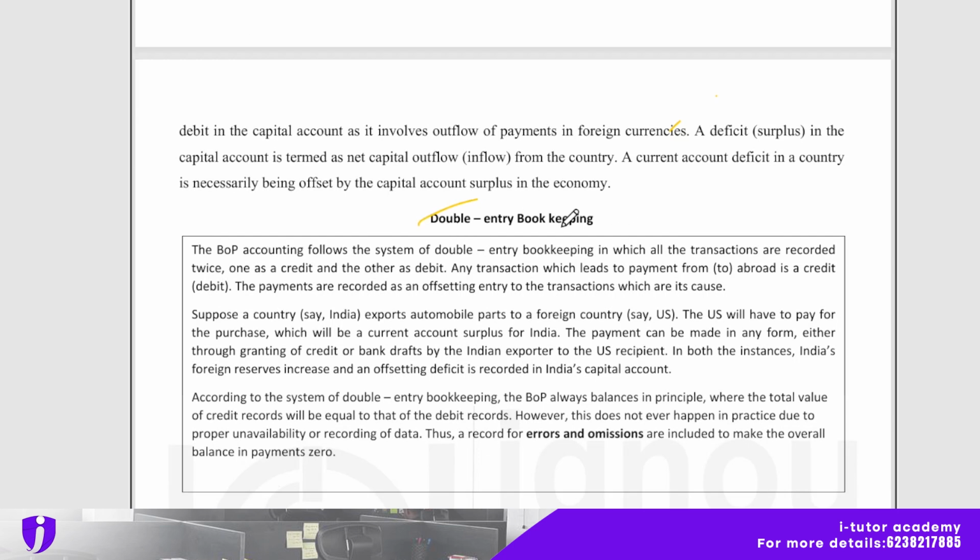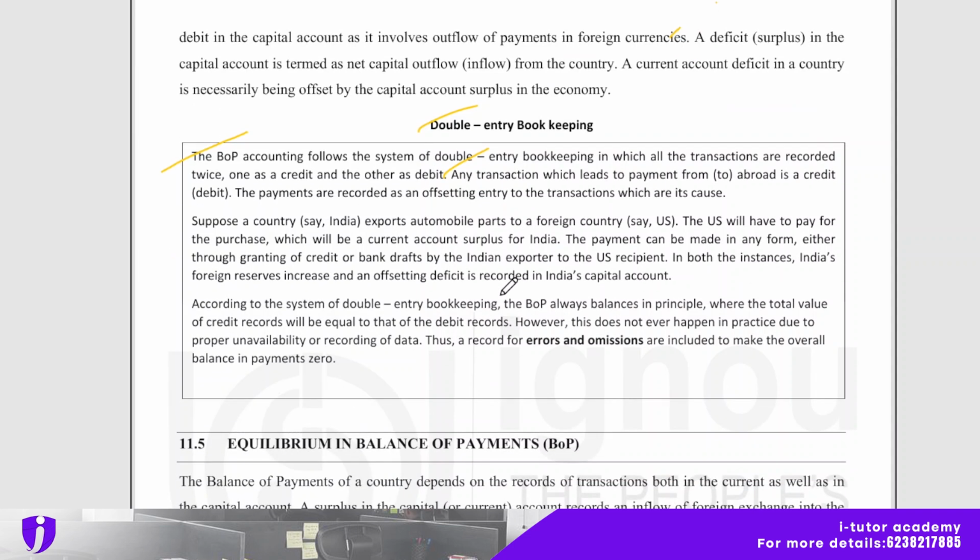Double entry bookkeeping. So you just go through this column for the details of double entry bookkeeping. The BOP accounting follows the system of double entry bookkeeping, in which all the transactions are recorded twice, one as a credit and the other as a debit. Okay, and other things, you just go through this column.